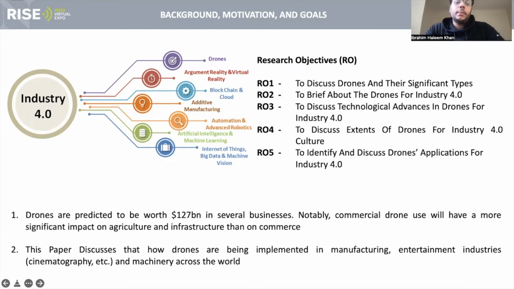The reason is that drones are predicted to generate 127 billion United States dollars in several businesses. Notably, commercial drones will have a more significant impact on agriculture, infrastructure, and e-commerce in the future. This paper discusses how drones are being implemented in manufacturing, entertainment industries, and machinery across the world.